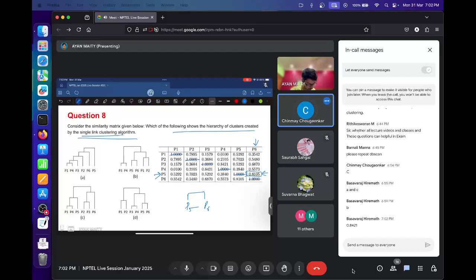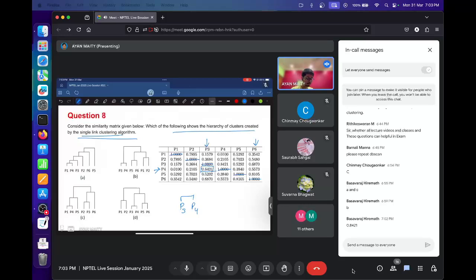0.8421 is also there. 0.8421, that is between P4 and P3. Oh, okay, yes, I was wrong. This 0.8421 between P3 and P4 is the highest similarity value that you can find. So first P3 and P4 would be merged. It forms one cluster containing P3 and P4.